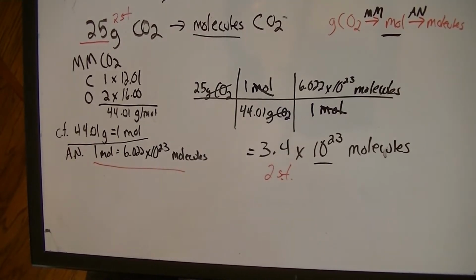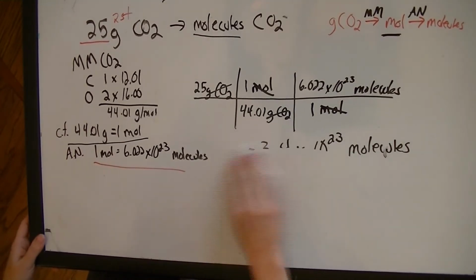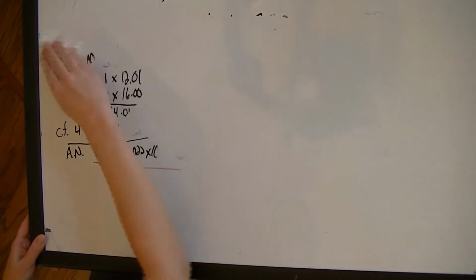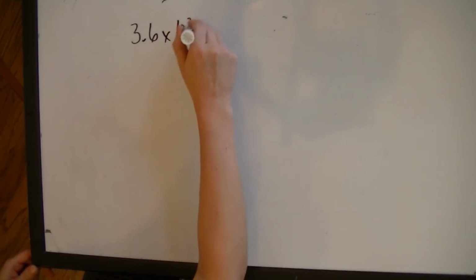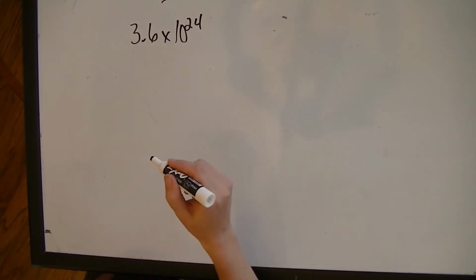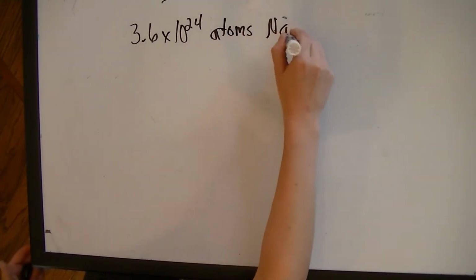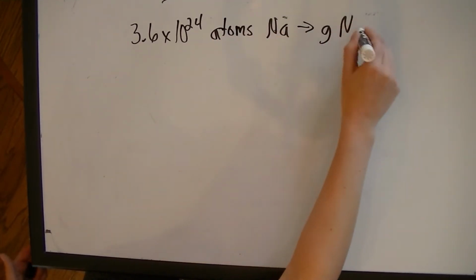So I'm going to go ahead and erase this, and we're going to try the second problem on the PowerPoint. Sure, everything is kind of still in line here. All right. So kind of have a jimmy-rigged system, so hopefully this is showing up all right. So I got 3.6 times 10 to the 24th. And we have atoms of sodium, and we are going to go to grams of sodium.